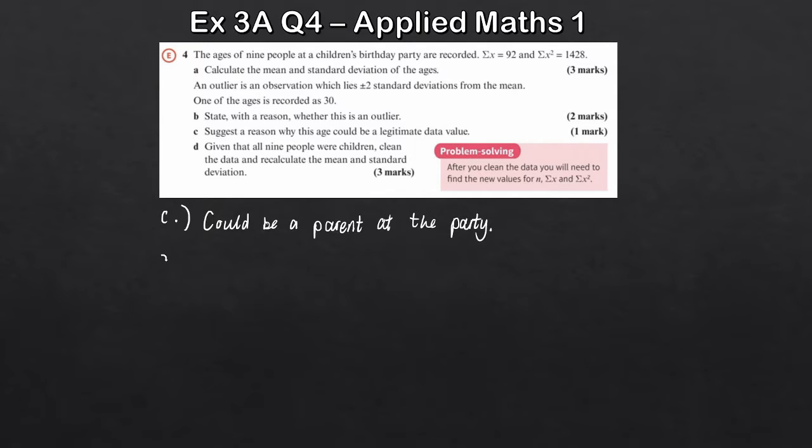And then part D here, given that all 9 people were children, we need to clean this data and recalculate the mean and the standard deviation. So essentially, when it says clean the data, what that means is we just need to get rid of that value there. Okay, so the value that I'm talking about is the outlier, this 30. So if we want to clean this data, we need to eliminate the outlier, or need to omit it.